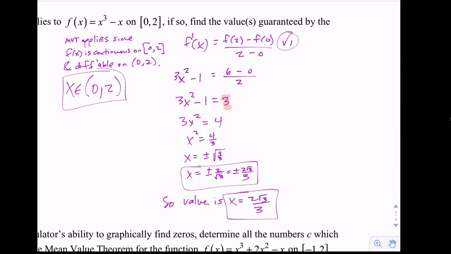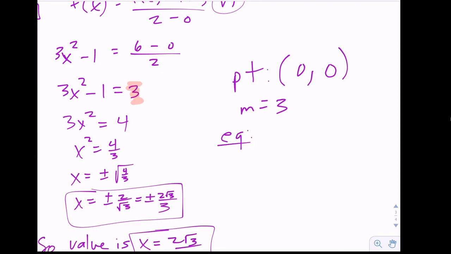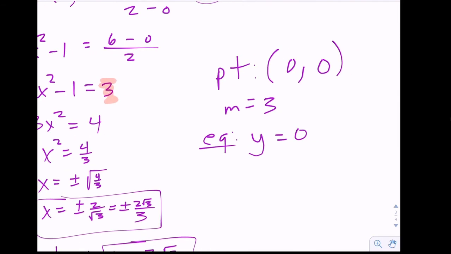Let's write the equation of the secant line. Do we know how to write the equation of a line? We do. Which point do you want to use, the point at 0 or the point at 2? 0? Okay, so that would be the point (0, 0). And what's the slope of the secant line? 3. I highlighted it over there. So the equation in point-slope form of the secant line is y equals the y value plus the slope 3 times x minus the x value. That's just y equals 3x.